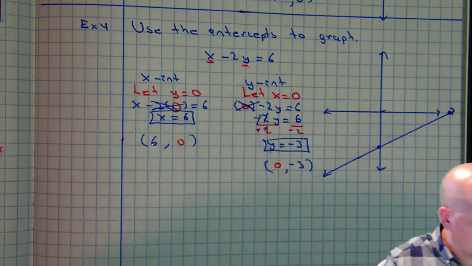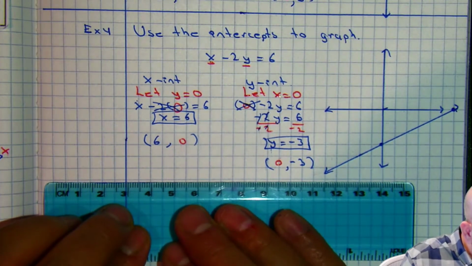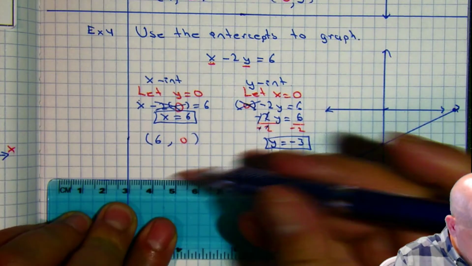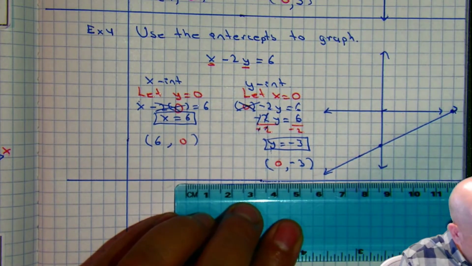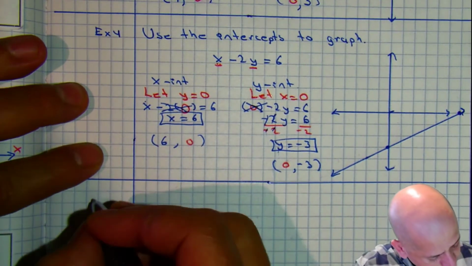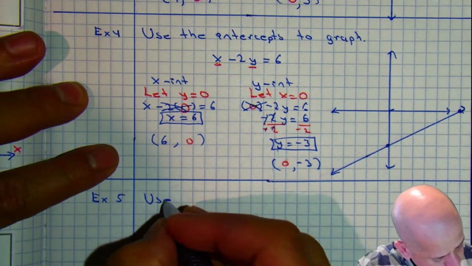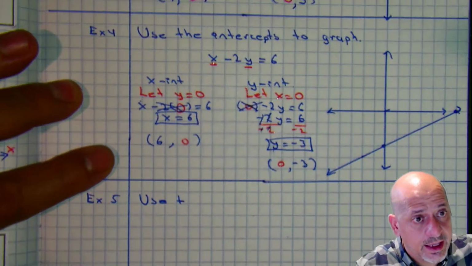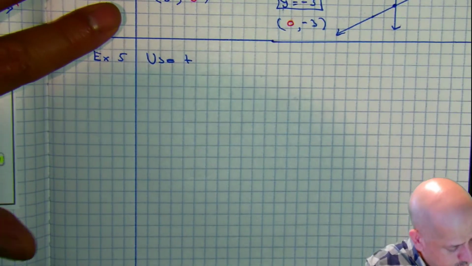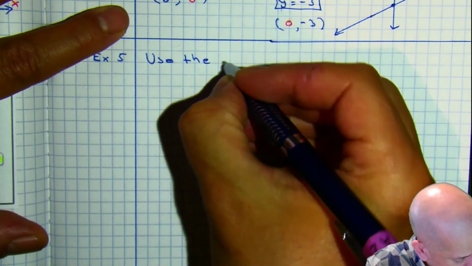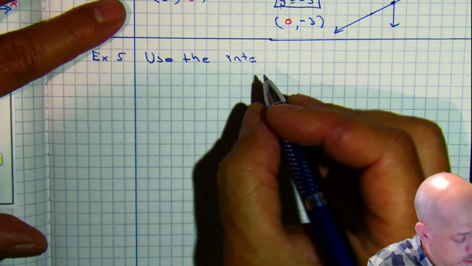The last example for today. See if you can do this example by yourself. Otherwise, we can work it out together. So example number 5. Use the x and y intercepts to graph. Not the x-intercept, just the intercept, because we need to be able to use both the x and y.